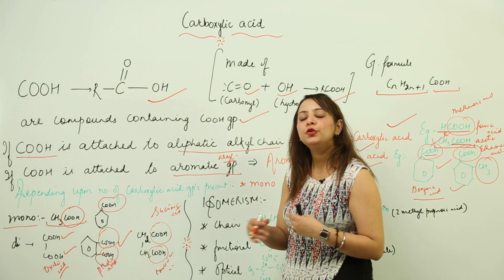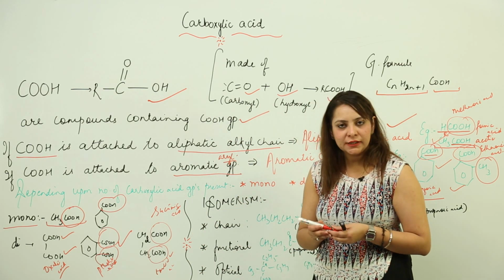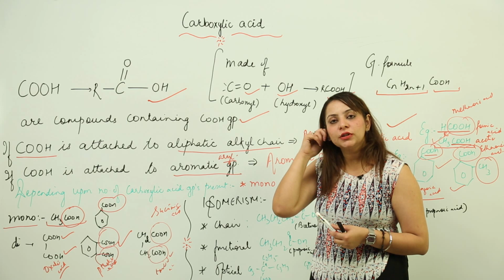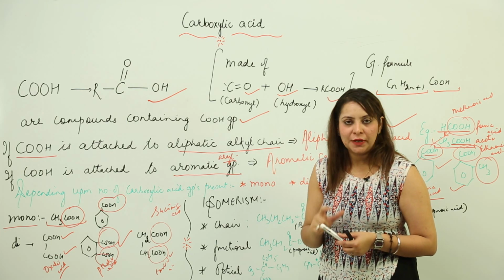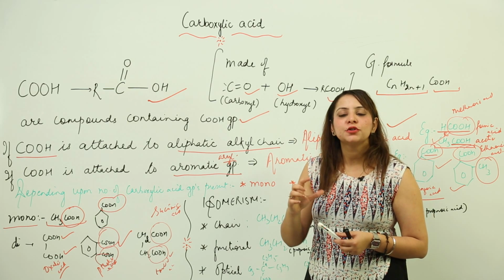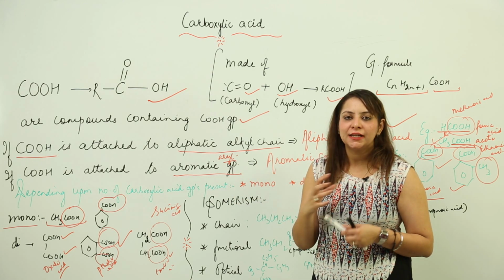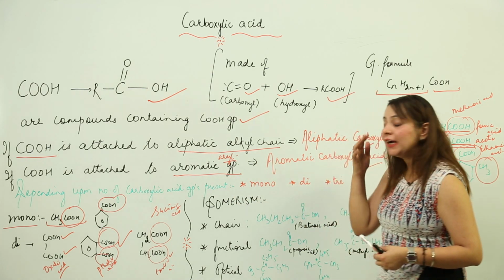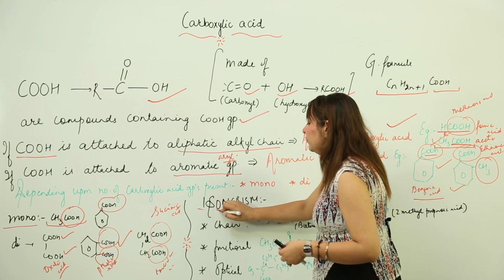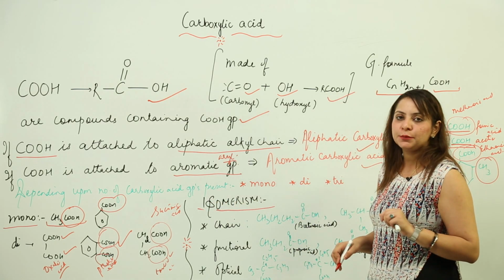Likewise, we have a few more examples where more than one carboxylic acid is present. According to the number of carboxylic acid groups present in a compound, we divide them into monocarboxylic acid, dicarboxylic acid, and likewise. Now, as far as isomerism is concerned, we have seen that they particularly show three types of isomerism.